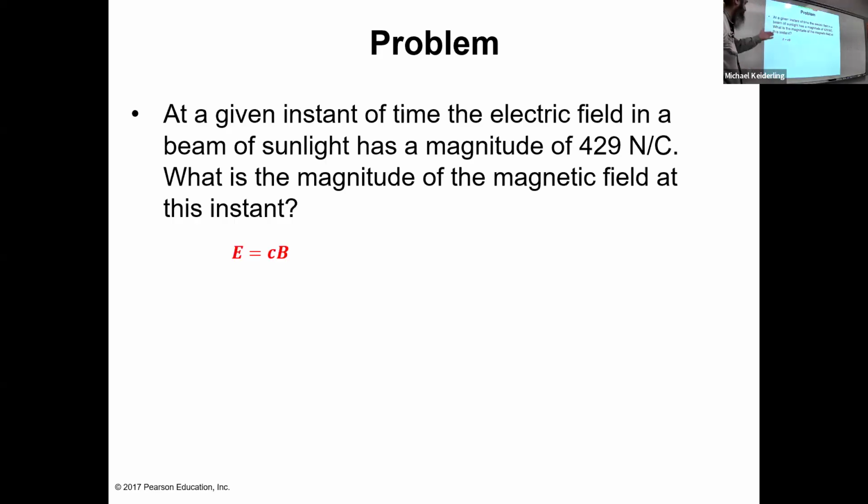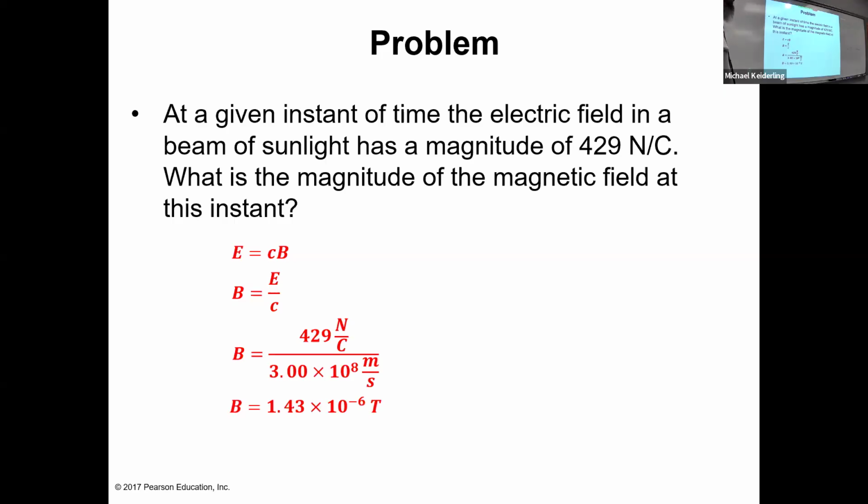So electric field equals speed of light times magnetic field. So magnetic field equals electric field divided by speed of light. 429 newtons per coulomb divided by 3 times 10 to the 8 meters per second gives you 1.43 times 10 to the minus 6 Tesla. So it's small.